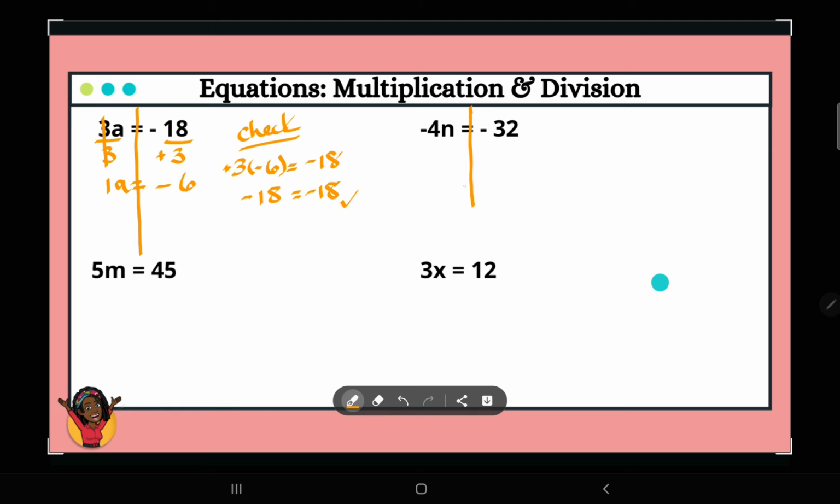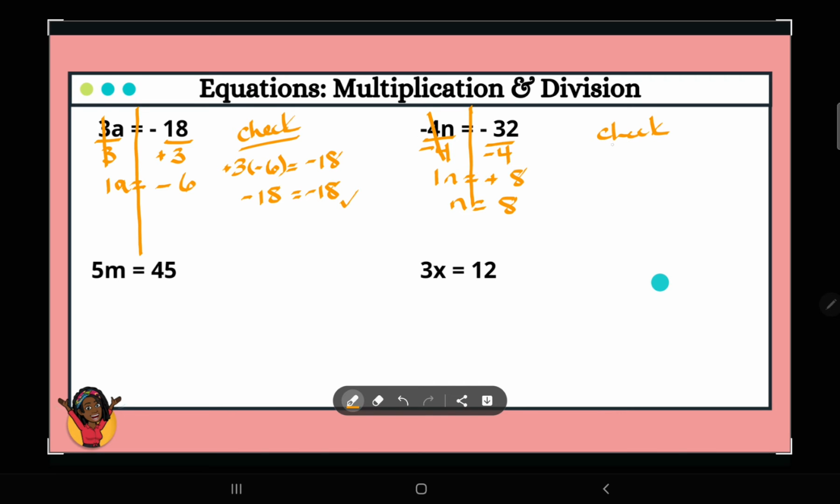Let's try another example. Negative 4n is equal to negative 32. What is the variable? The variable is n. What is happening to the variable? I'm multiplying by negative 4. What is the inverse of multiplication? To divide both sides by negative 4. Negative 4 divided by negative 4 is equal to 1. Negative 32 divided by negative 4: here we have the same sign, so our answer will be positive. 32 divided by 4 is 8. So our answer is n equals 8.